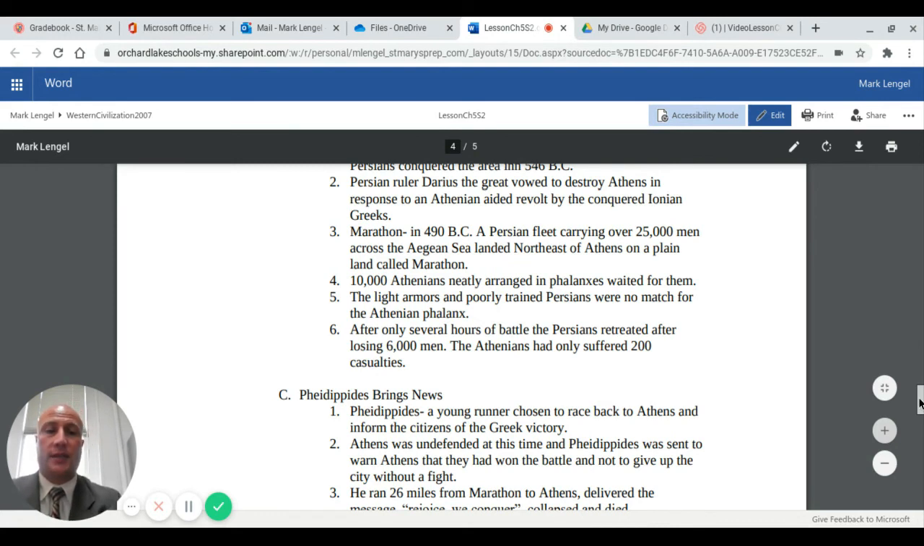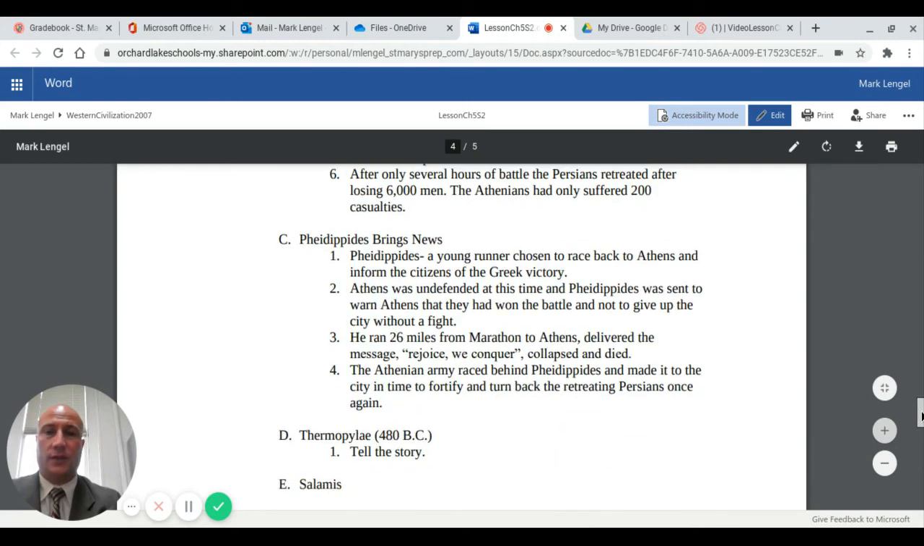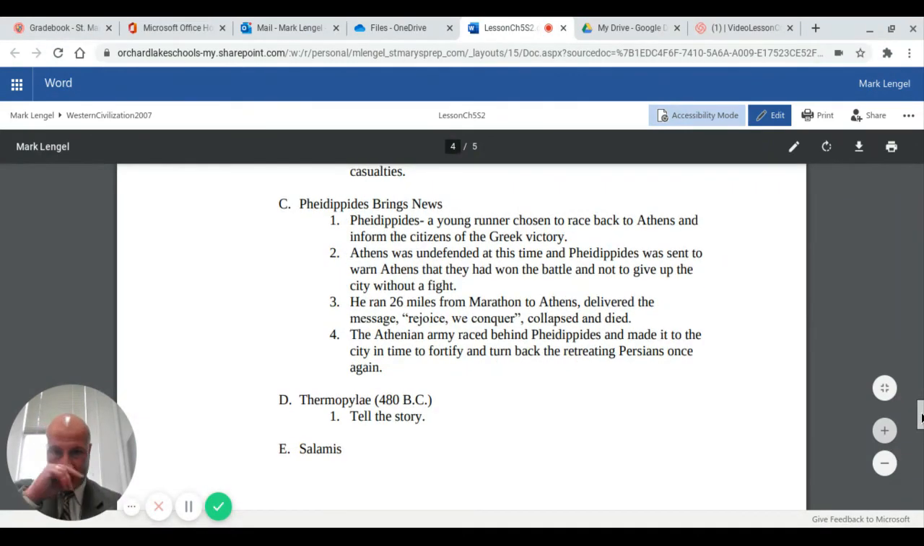The story about this is kind of interesting. It involves a runner and a messenger named Phidippides. He was a young runner chosen to race back to Athens and inform the citizens of the Greek victory. Athens was undefended at this time because the entire army was on the battlefield at Marathon. So Phidippides ran the 26.2 miles from the farming village of Marathon to Athens. It is said that he delivered his message, "Rejoice, we conquer." He then later collapsed and died from the exhaustion.